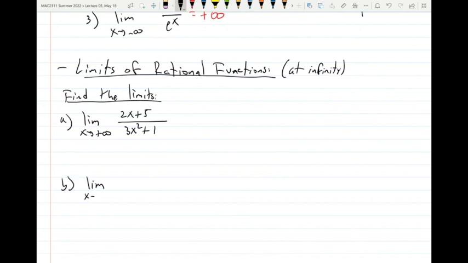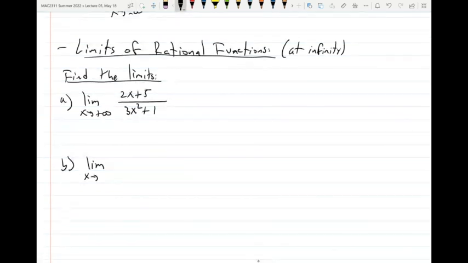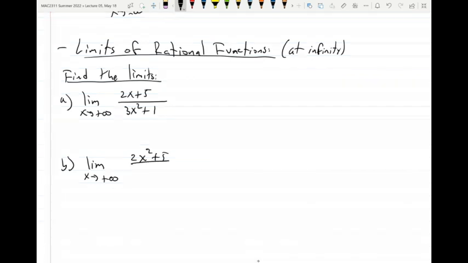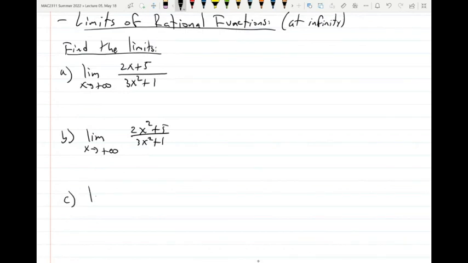Then let's do the limit as x approaches, I'm going to do positive infinity, but whatever. It doesn't matter whether it's positive or negative infinity. It's going to be the same thing. So let's do 2x squared plus 5 over 3x squared plus 1. I'm just going to do negative infinity here, just for the sake of it. In the example here, the end behavior will matter, as you will see. But in the others, it's not going to matter.